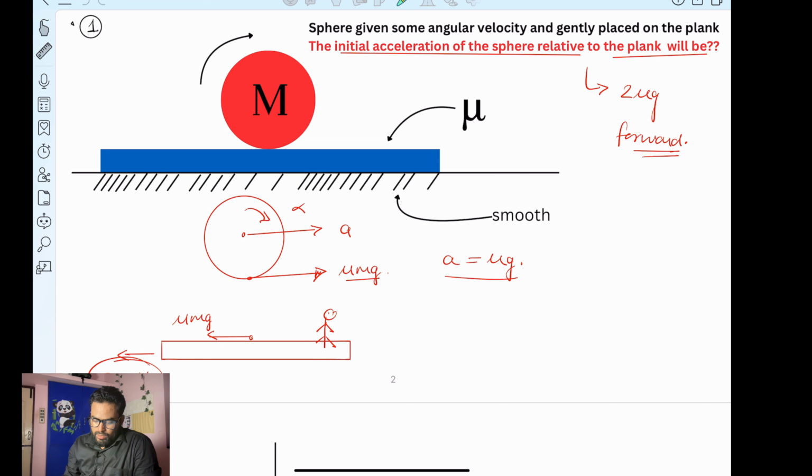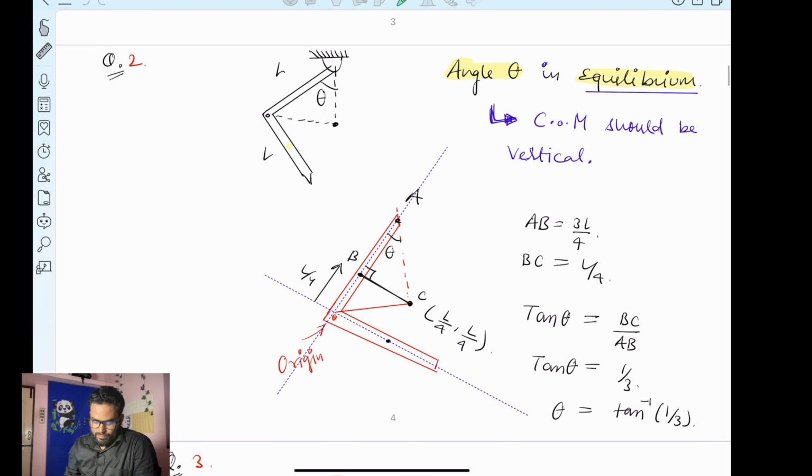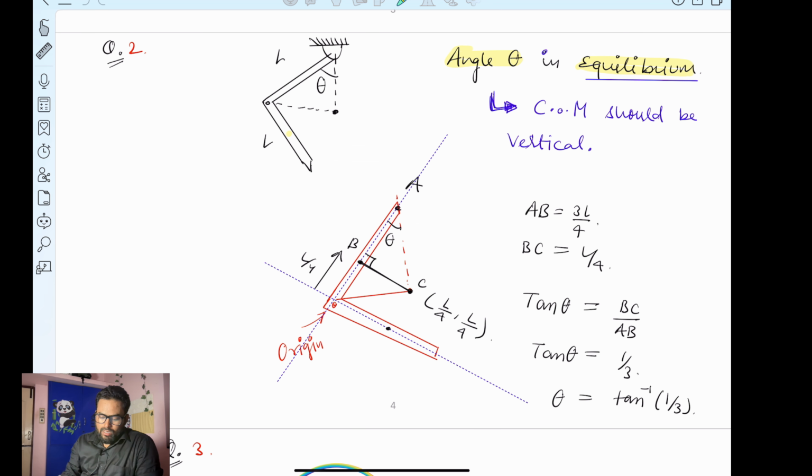Okay, so let's see the next question. Question number 2. We have this arrangement of rods, both of equal length L. The question is asking for the angle theta in equilibrium, when this rod is hanging such that it is in equilibrium. What would be the angle theta in that case?